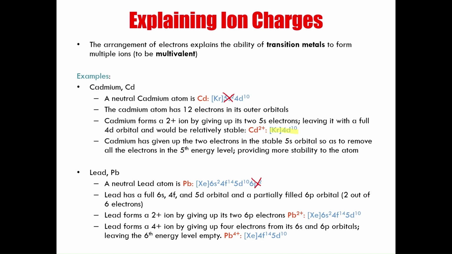And so what it's lost is now the other 2 electrons in the 6th energy level. It's lost the 2 s electrons. And so it leaves behind a configuration that has no electrons in the 6th energy level altogether, making the atom incredibly stable. And in fact, that is why the 4 positive charge is the primary charge for lead, because it is the most stable charge.